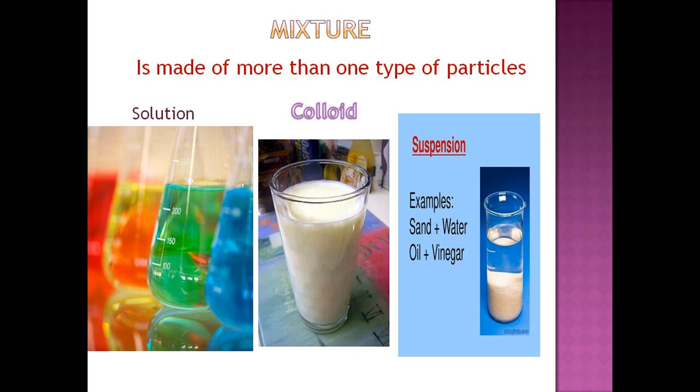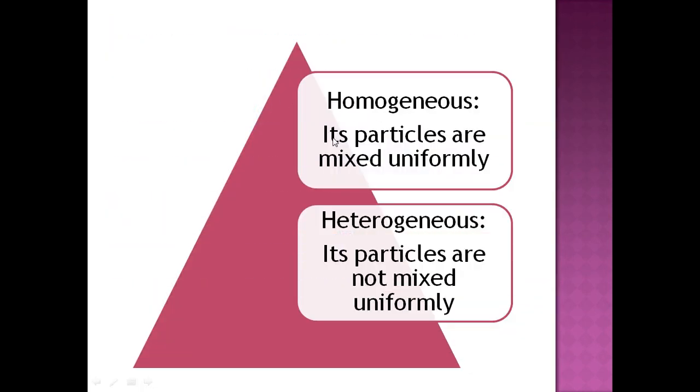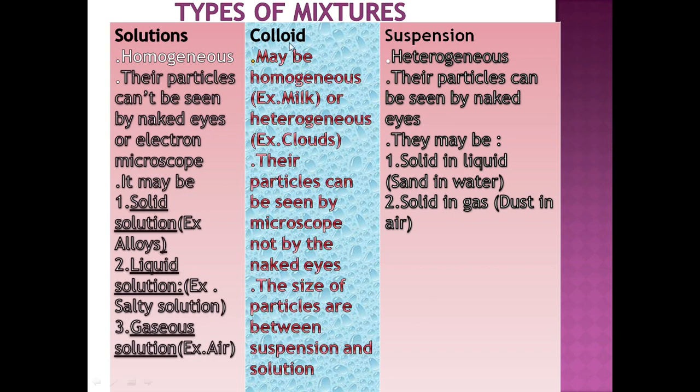Okay, let's continue to know more about the kinds of mixture. Number 1, solution. It is called homogeneous. What is meant by homogeneous mixture? In a homogeneous mixture, the particles are mixed uniformly, like the classroom. If the desks in the classroom are arranged, we can say it is homogeneous. But if the desks are not arranged, they are found in a disordered way, this is called heterogeneous.